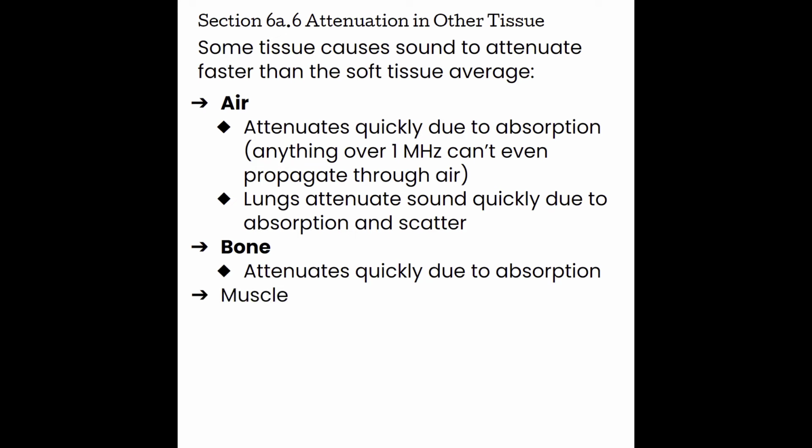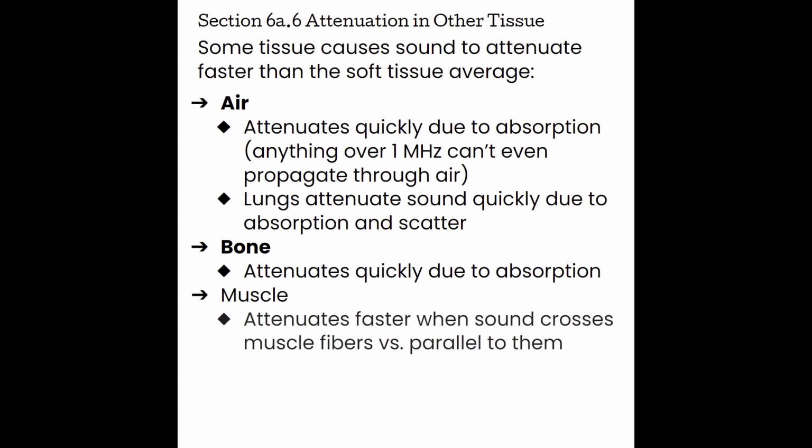Muscle will also cause sound to attenuate quicker than soft tissue. Muscle is kind of a funny one though. If we are perpendicular to the muscle fibers, the sound is going to attenuate faster, versus being parallel to them, the sound will attenuate a little bit slower. So on this side of tissues that attenuate sound faster, air is the absolute fastest, with bone and lungs kind of tying for the next attenuation level, muscle being a little bit closer to soft tissue, and then we have our soft tissue average of attenuation.